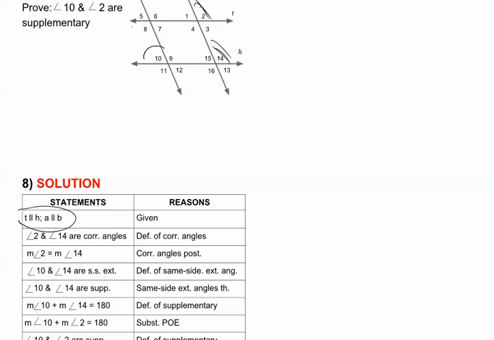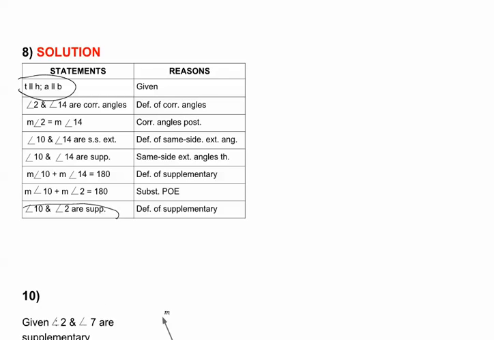Okay, that these two lines are parallel and these two lines are parallel. And so because of that, I can get that they're equal here. I can also get that 10 and 14 are same side, which means they're supplementary, which means they add up to 180, which means again that I can substitute and eventually get that anything that adds up to 180 is supplementary, and that's just a definition.